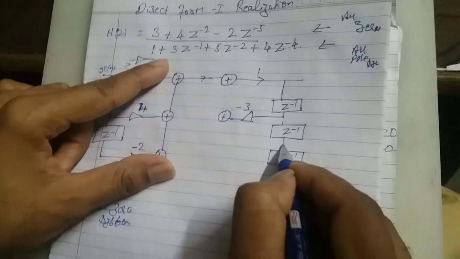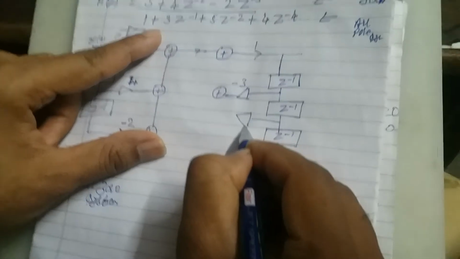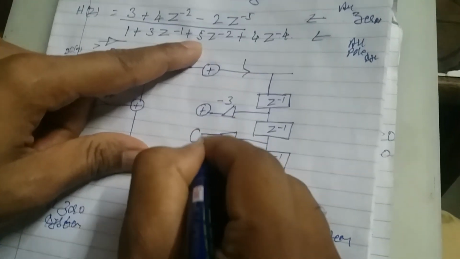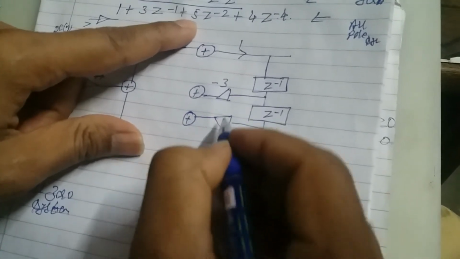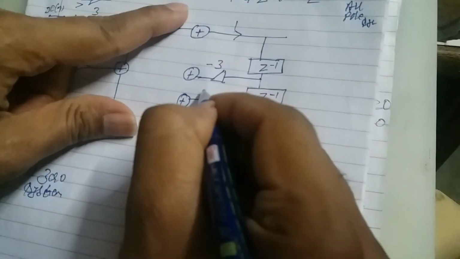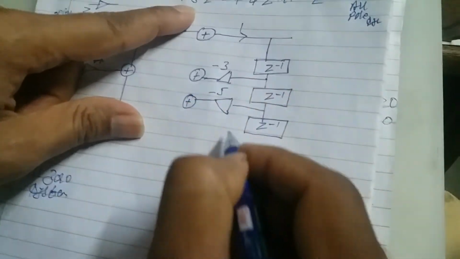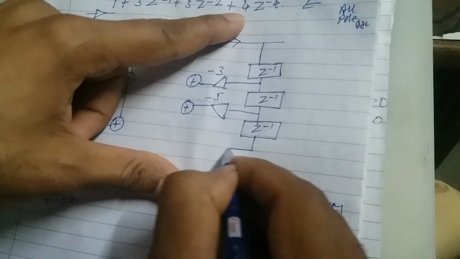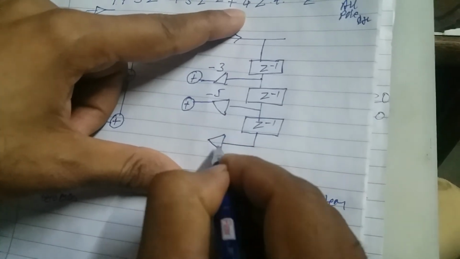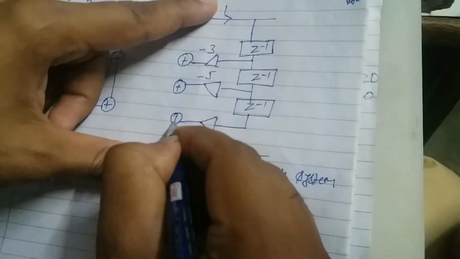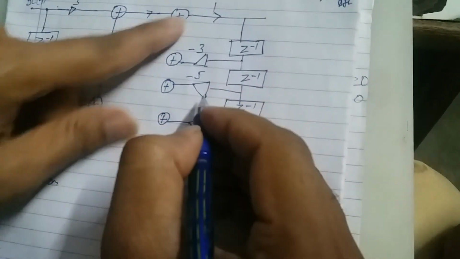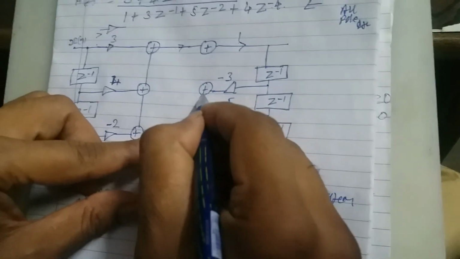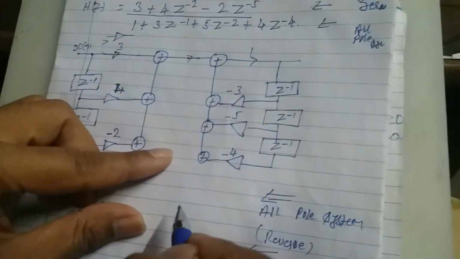And I have a second delay. The second delay is multiplied with plus 5. Give it to the summer, and then make it plus 5. If you flip that, it becomes minus 5. And then ultimately you have a third delay. Write the third delay neatly like this and give it to a summer. This is having plus 4, that is nothing but minus 4. Now you connect all the summers.